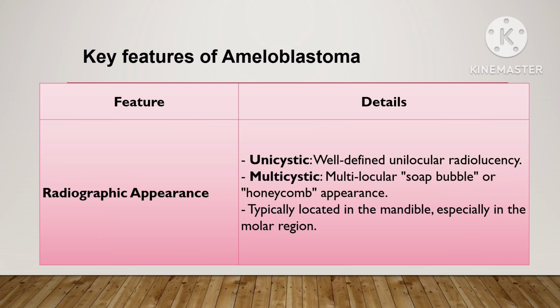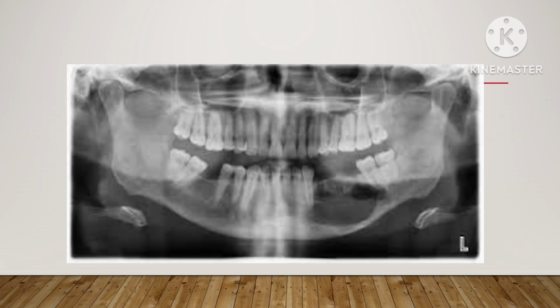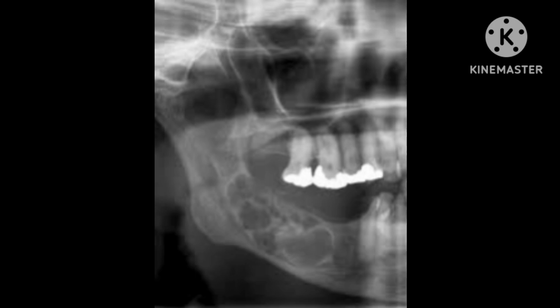Cystic ameloblastoma appears as a single cystic lesion, unilocular with well-defined borders on the radiograph, while the multicystic appears as multilocular, often described as a soap bubble or honeycomb appearance. A unicystic is typically smaller and confined to the single lesion, having well-defined and smooth borders, while the multicystic is larger in size, occupying a more extensive area.